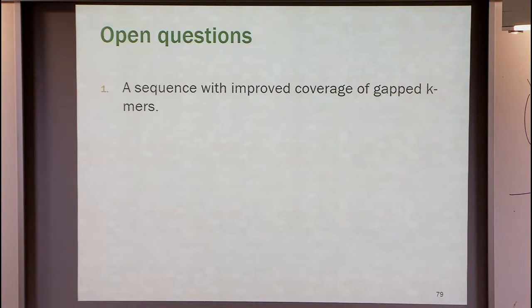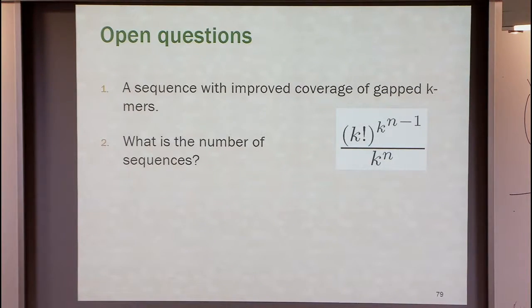Okay, so some open questions. There is also some interest, and that was done in the original design of PBM technology, to cover gapped k-mers. So can we improve that? Because here I only considered contiguous k-mers. What is the number of reverse complement De Bruijn sequences? Here, this is the equation for all possible De Bruijn sequences. And just for theoretical interest, I don't think it has any application or relevance to the technology or biology, but we can ask the same question.